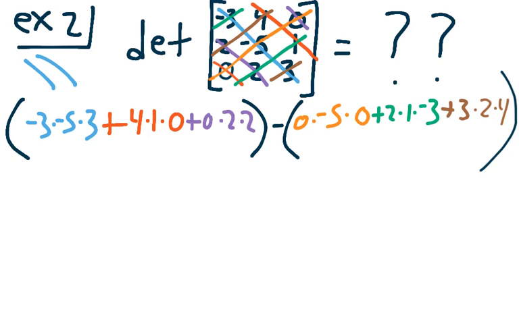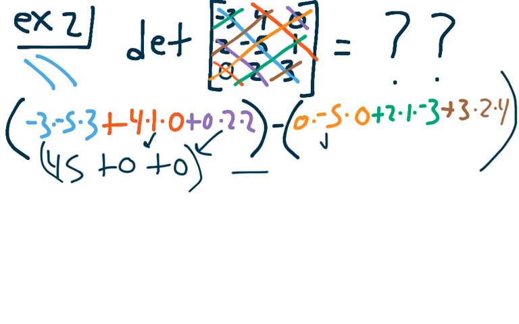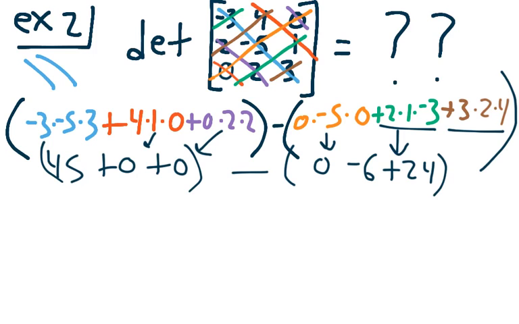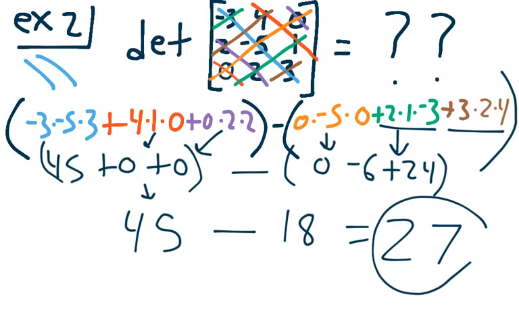So 3 times negative 5 times 3, that's going to be 45. That's 0, and that's 0, right? So that's pretty simple. And then subtract away, well, that's 0. This is going to be negative 6. This is going to be 3 times 2, 6 times 4, plus 24. So I have 45 over here minus, that's going to be 18. So my answer is 27. That is my matrix's determinant.